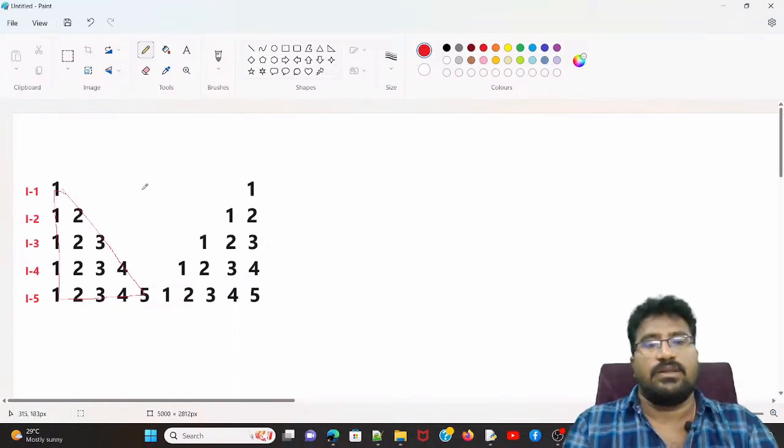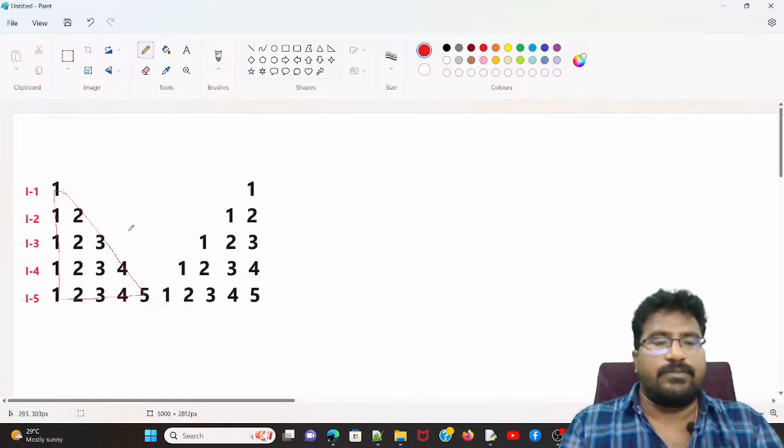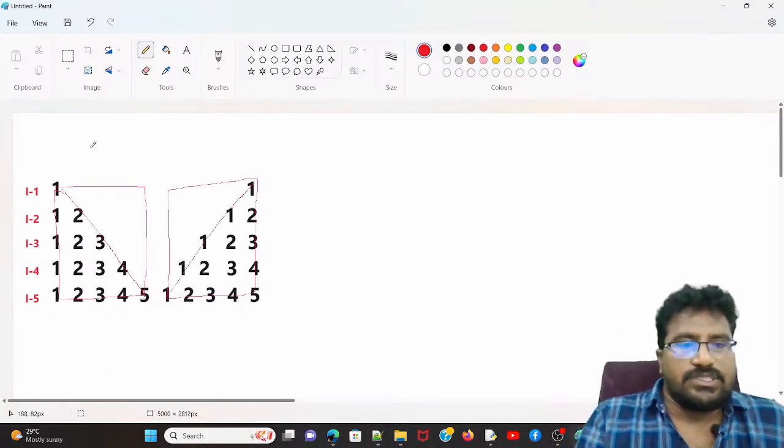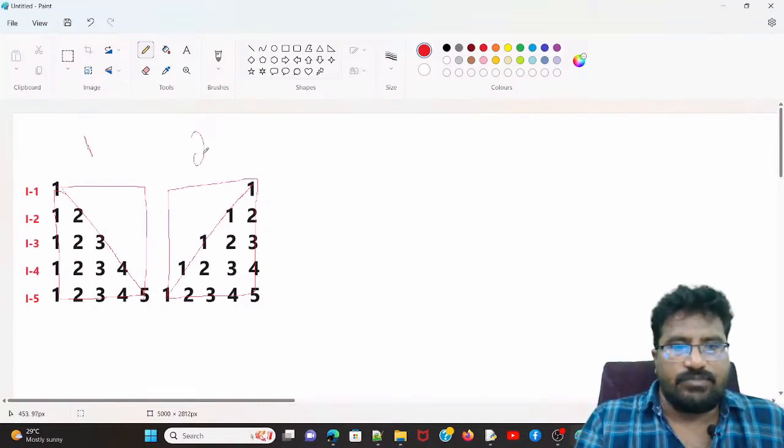This part is over. Next, the space is important here, right? The space is important. So what we do, all of you observe here: we consider this one box, and this is the other one, and this one also again you can divide into two parts. This is the first part, this is the second part, right?